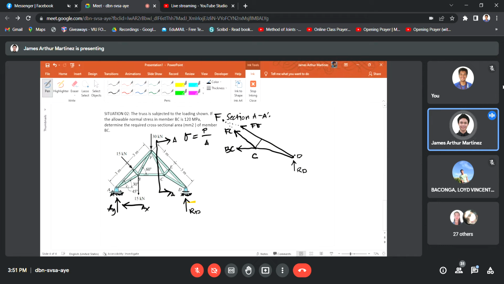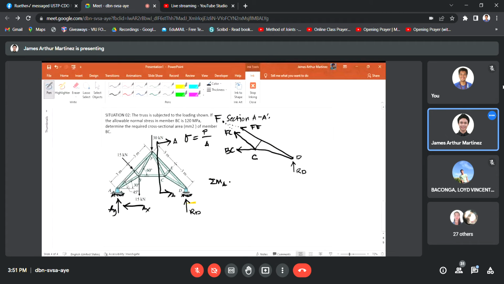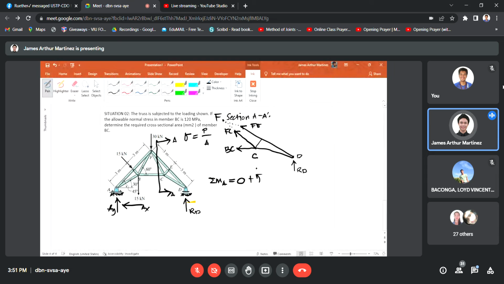So how do we solve for RD? Summation of moment at point A equal to 0, having counterclockwise as positive. So what are the involved forces? The external forces as well as your reaction at point B. And RD will create a positive sign convention with respect to point A since it will cause counterclockwise rotation with respect to point A.